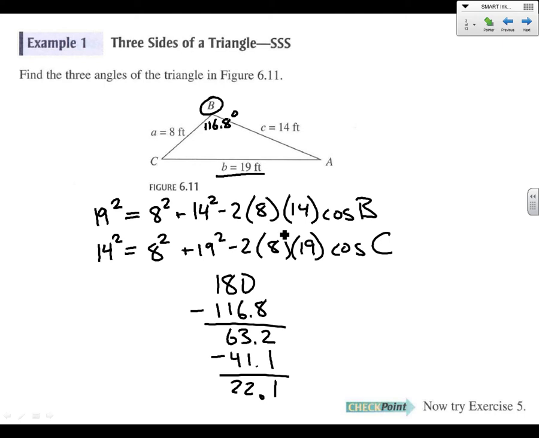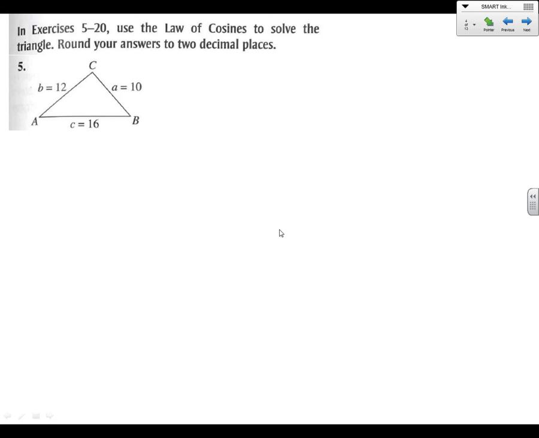And what do we have here? 41.1 and 22.1. And the reason that I realized I made that mistake is because 8 is the smallest side, so angle A needs to be the smallest angle, right? So they're going to line up. The sides will dictate the sizes of the angles. All right? So let's see if you can do the same sort of process for problem 5.